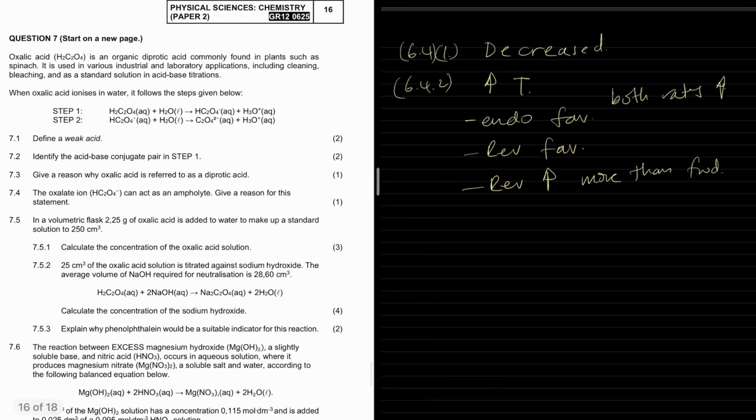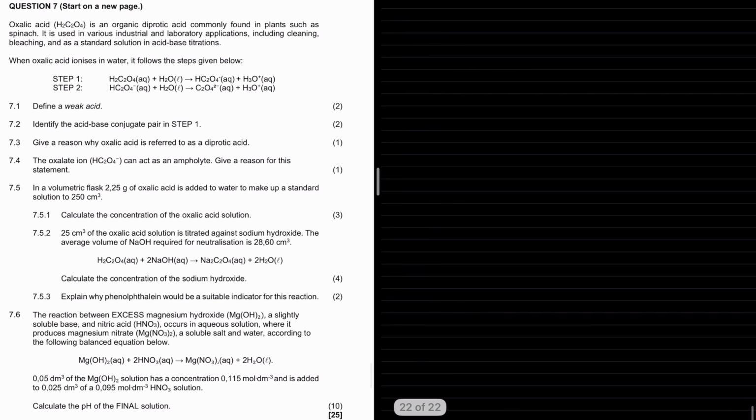Okay, let's round up now and go into question number 7. Question 7 says oxalic acid is an organic diprotic acid commonly found in plants such as spinach. It's used in various industrial and lab applications, including cleaning, bleaching, and as a standard solution in acid-base titrations. When oxalic acid ionizes in water, it follows the steps given below.